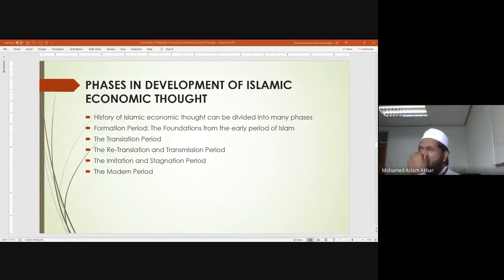They learn about everything, but they never say that Greek thought is superior to Islamic thought. No, they didn't say that. They said Islamic supremacy over Greek thought, but they also want to synthesize if possible.